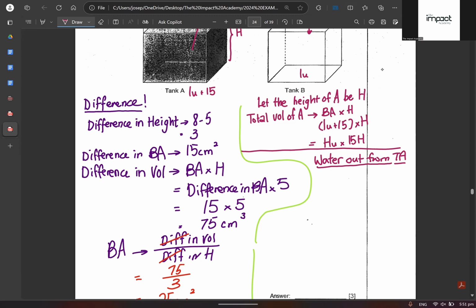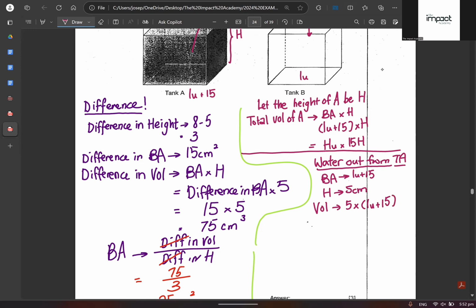So how much water came out? 5 cm, right? To find water, I have to do base area times height, correct? What is my base area for tank A? 1 unit plus 15. Agree or disagree? So how do I find my total volume that came out? You can see from here, it's basically 5 times 1 unit plus 15. Agree so far?